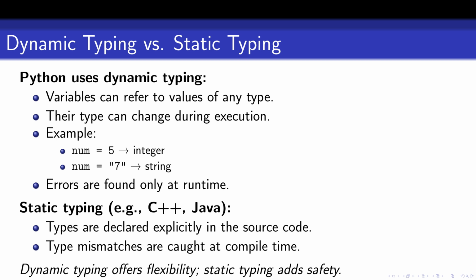However, it also introduces the possibility of type-related errors that only show up when the program runs. These errors can be subtle and hard to catch without careful testing. While dynamic typing makes Python more concise and beginner-friendly, understanding its behavior is essential for writing robust, bug-free code, especially as your programs grow more complex.